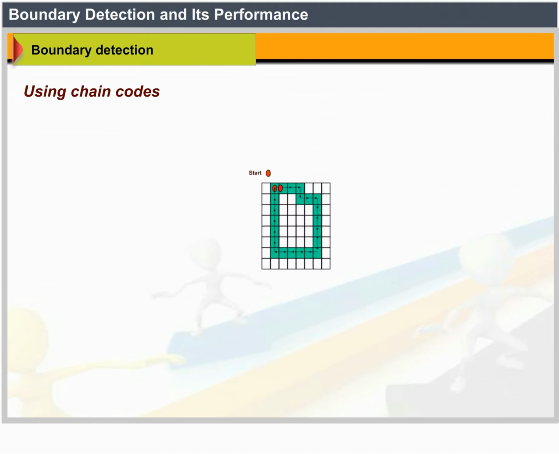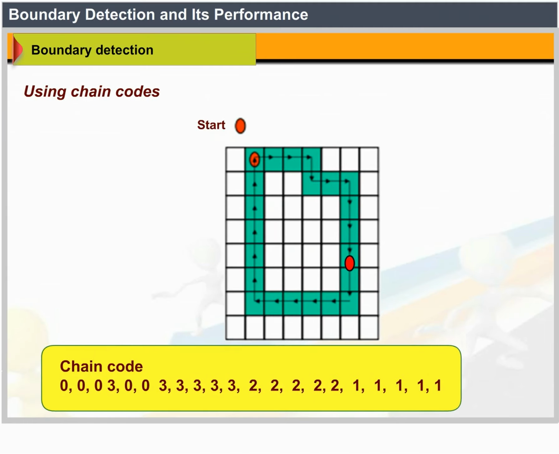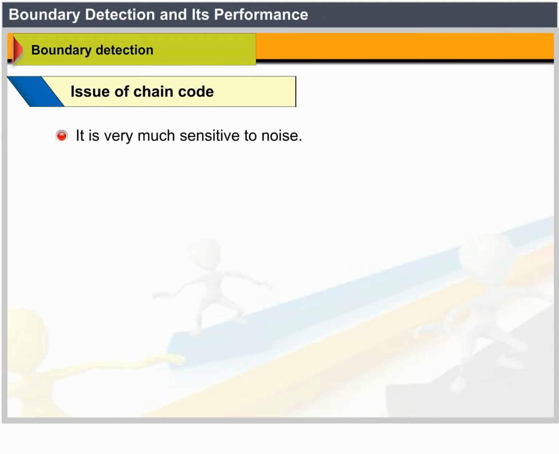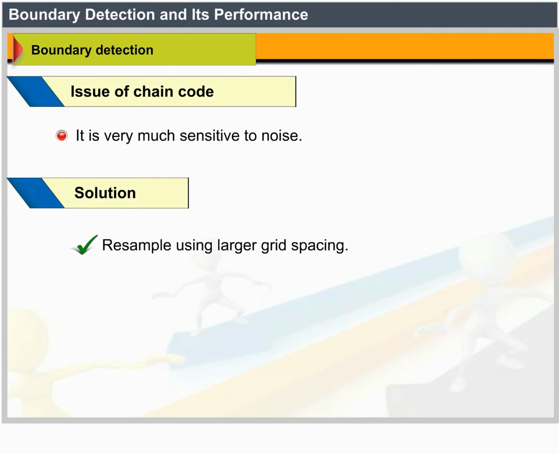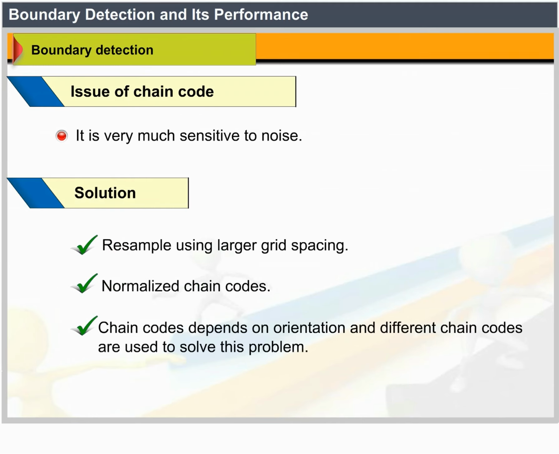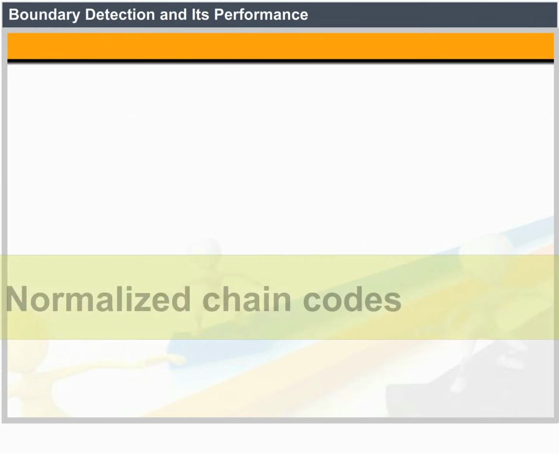Using chain codes, problems in chain code. It is sensitive to noise. Solution: resample using larger grid spacing. Normalize chain codes. Chain codes depend on orientation, and different chain codes are used to solve this problem.